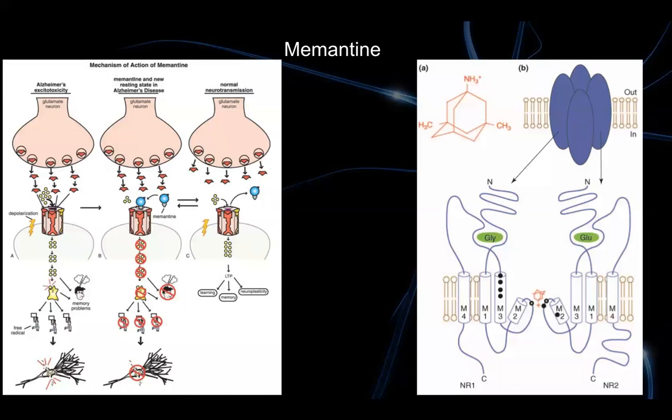All right, and then we also have memantine. So memantine, like I said earlier, is an NMDA receptor antagonist. So these work primarily through glutamate. Overstimulation of these NMDA receptors by glutamate has been found to be very common in neurodegenerative diseases such as Alzheimer's disease.